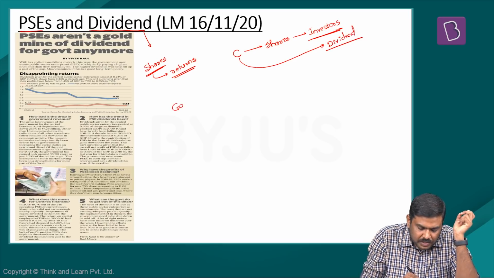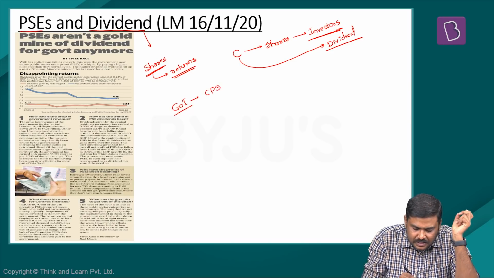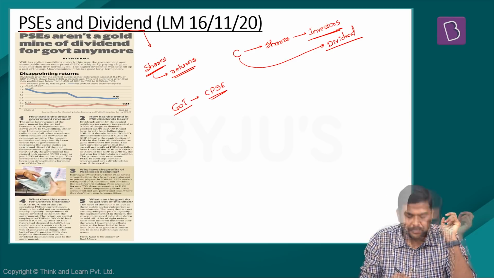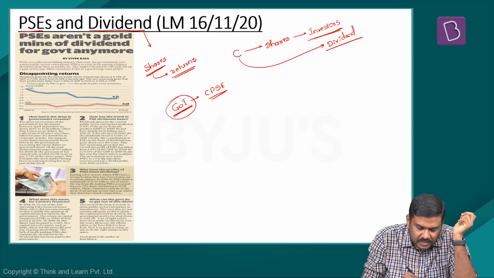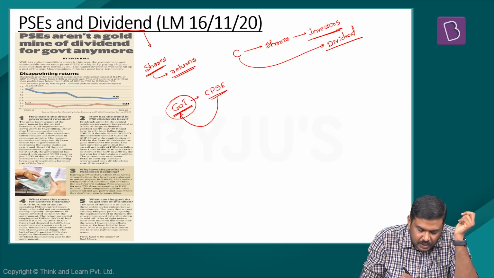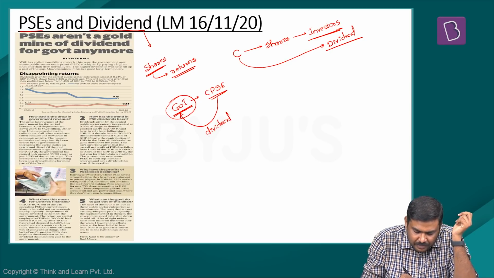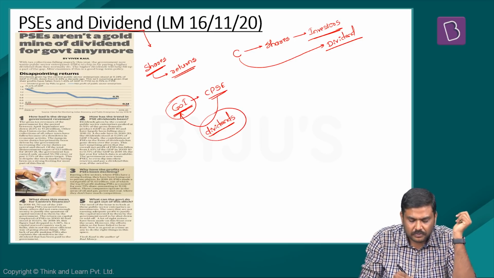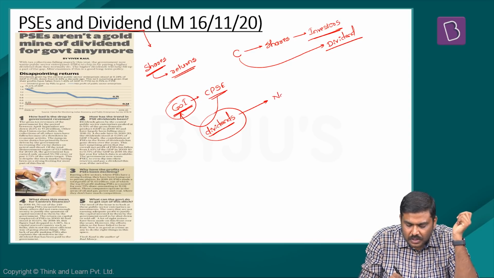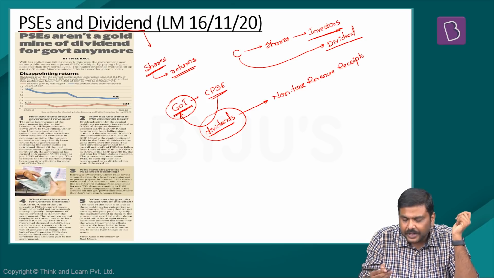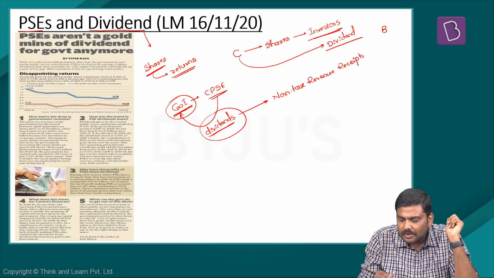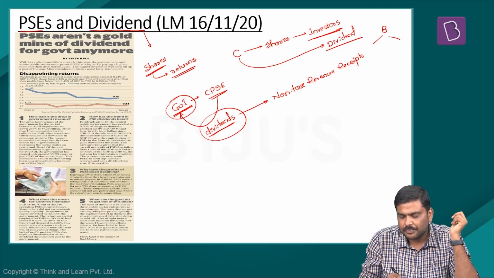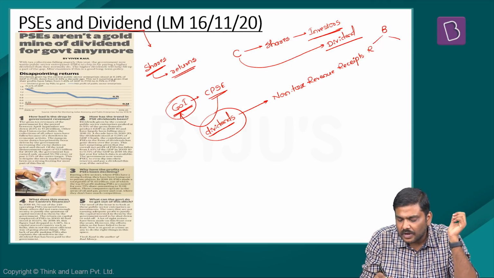Now, the Government of India owns the majority of the stake in CPSEs, Central Public Sector Enterprises. And since the Government of India owns the majority of the stake in CPSEs, it expects a huge amount of dividend from these CPSEs. The next very important point is that these dividends garnered by the Government of India form a very important source of non-tax revenue receipts. Now, what are non-tax revenue receipts? Understand this. Whenever the Government of India presents the budget, it is divided into two parts. One is called the revenue side and the second is called the capital side.